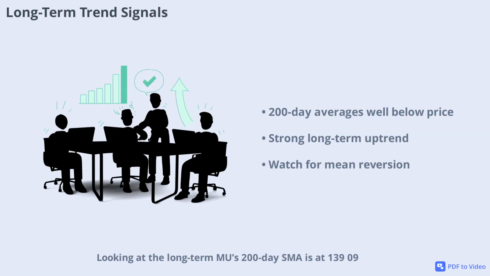Looking at the long term, MU's 200-day SMA is at 139.09, and the 200-day EMA is at 159.56. Both are significantly below the current price, confirming a strong upward trend over the past year. The alignment of shorter-term averages above these long-term benchmarks is a classic bullish signal.